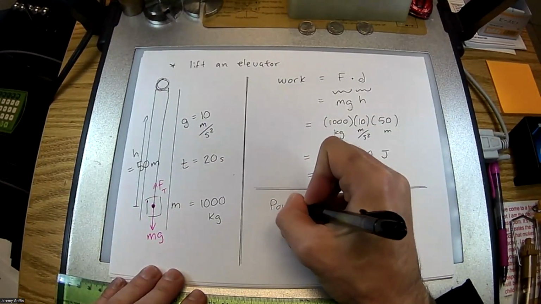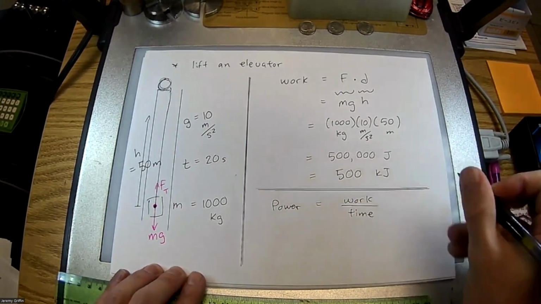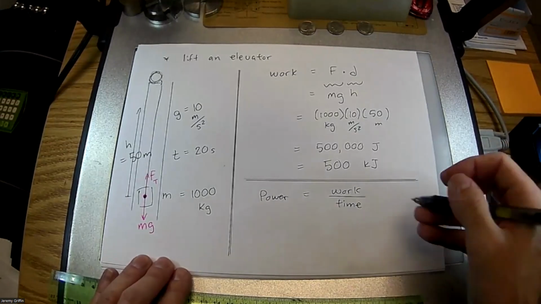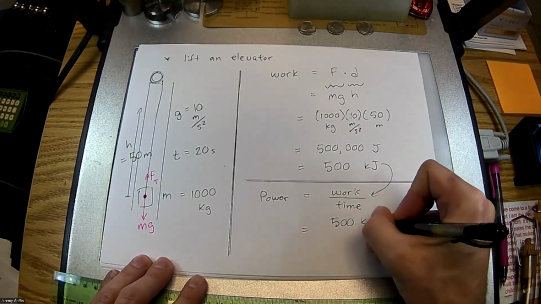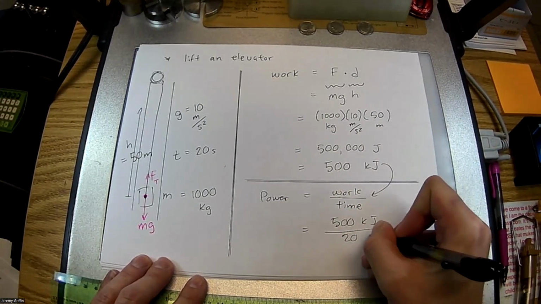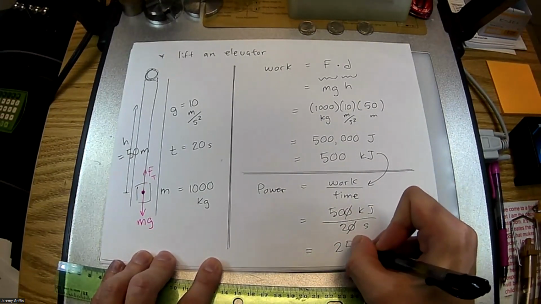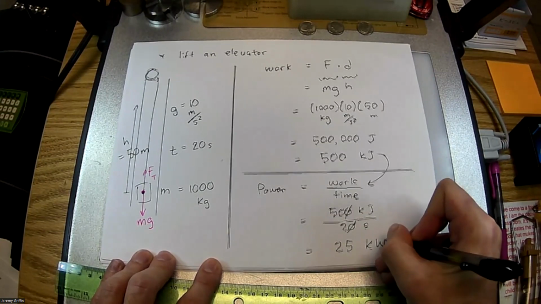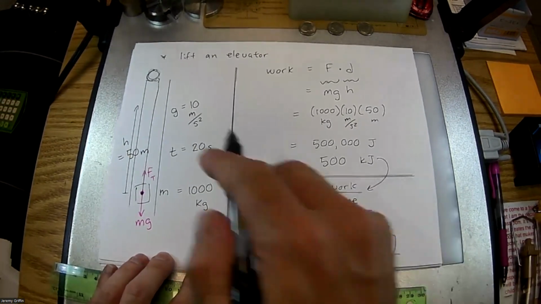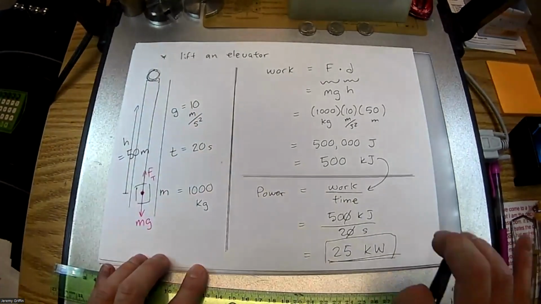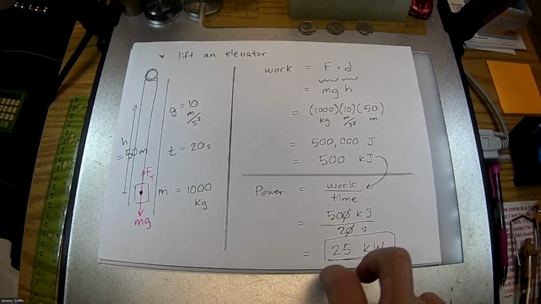So power, I know, is work per time, or energy per time. It's a rate that this is happening. So I've got 500 kilojoules in 20 seconds. That's 25 kilowatts. You guys see 25 kilowatts of power? 25,000 watts. So this motor at the top is pulling 25,000 watts. Great.